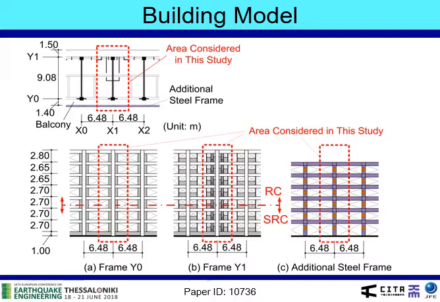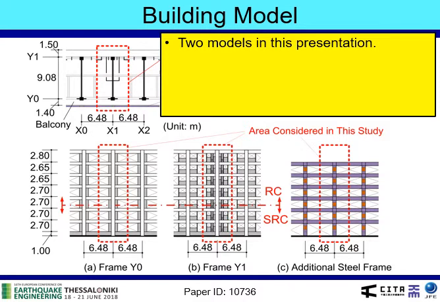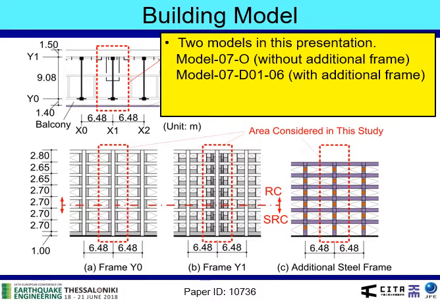Here shows the building model used in this study. This is a 7-story steel reinforced concrete building designed according to the 1981 Seismic Design Code of Japan. In this presentation, only two models are shown. The one is Model 07O, which is a model without additional frame, and the other is Model 07D0106, which is a model with additional frame on the balcony side. The damper column is installed on the first to 6th stories.